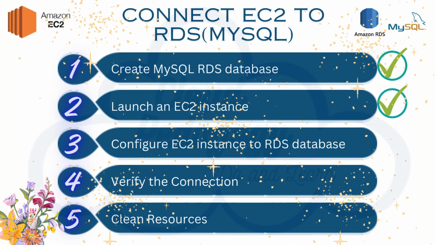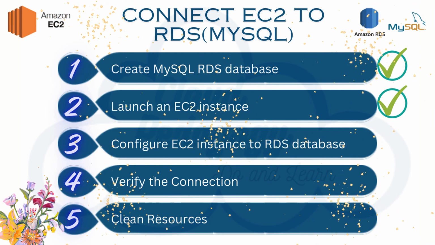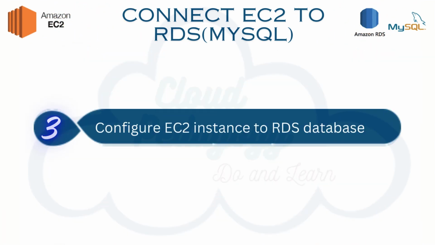Good job, you have finished with task 2 by creating an instance. In task 3, we are going to configure the EC2 instance to your RDS database. The objective of this task is to use the automatic connection feature in the EC2 console to automatically configure the connection between your EC2 instance and your RDS database.